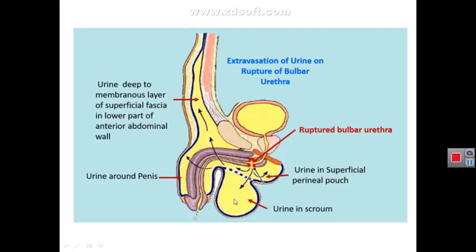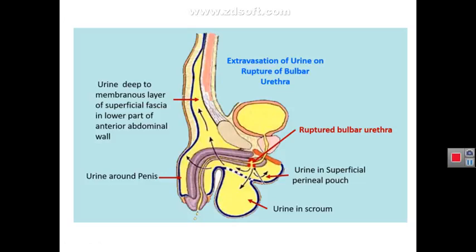You know, this space is the superficial perineal space. It is between the inferior fascia of the urogenital diaphragm, which is called the perineal membrane, and the Colles fascia. So the extravasated urine will fill the space here, and even the scrotum will be filled, and more urine will accumulate deep to the Colles fascia around the penis, and it may even extend deep to the Scarpa fascia of the anterior abdominal wall. This is the clinical point of it.